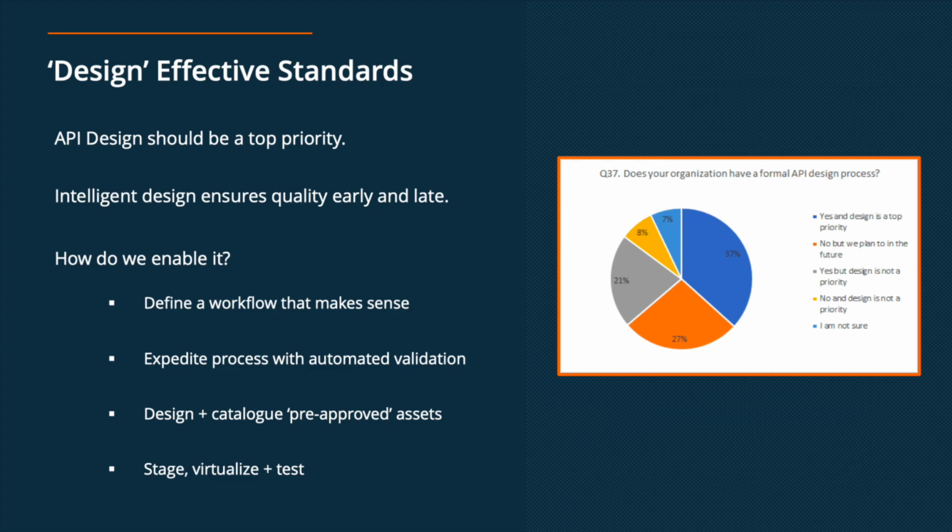There are a few different steps that you can take, but first off, it's going to start with defining a workflow that makes sense for your team, expediting your process with automated validation, designing and cataloging pre-approved assets, and then staging, virtualizing, and testing. All of these are bullet points that we're going to get into and walk through a little bit, but this is just the outline of, as your team is starting to look at your API design process, are these boxes that you currently have checked, or that you're moving towards in the short term?